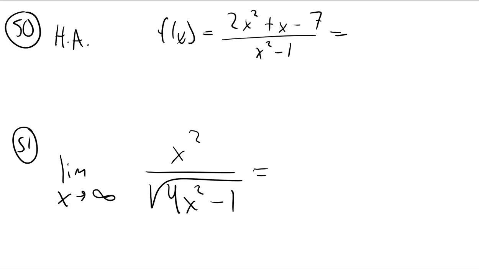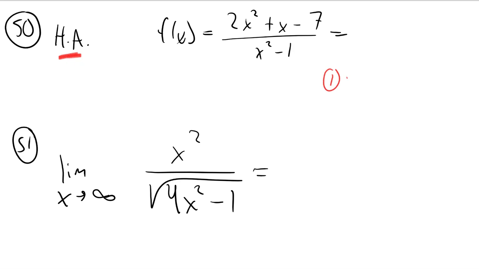Okay, so question 50 and 51. So 50 specifically says horizontal asymptote. And so if you want to know the horizontal asymptote of a rational function like this, this is one of those questions where you need to know the three different rules.